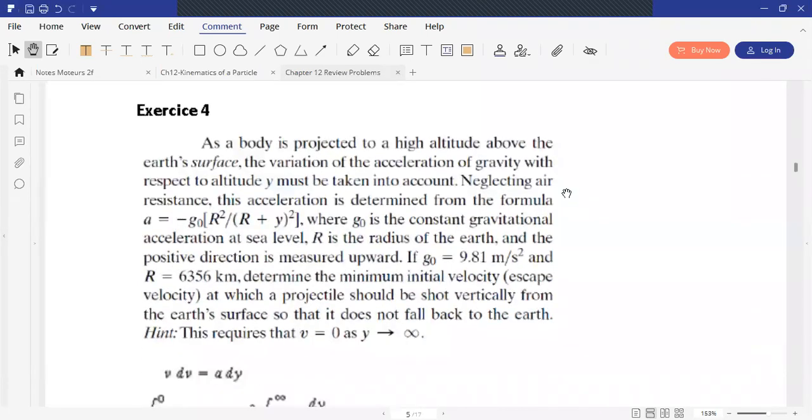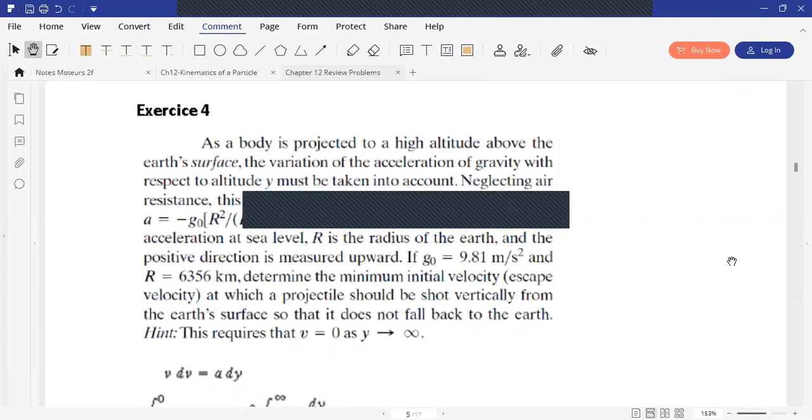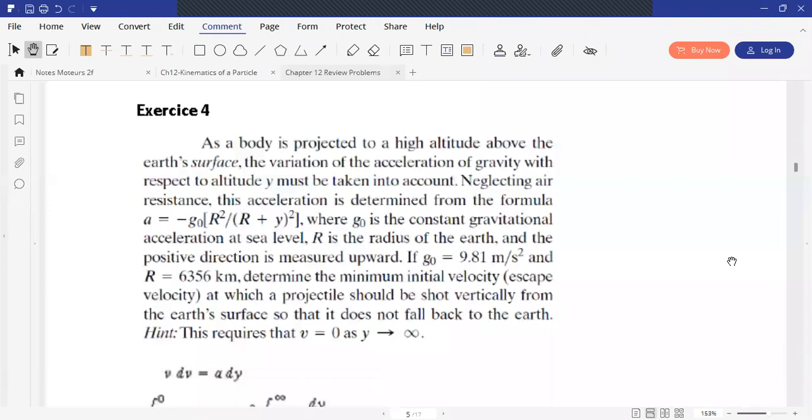As a body is projected to a high altitude above the Earth's surface, the variation of the acceleration of gravity with respect to altitude must be taken into account. Neglecting air resistance, this acceleration is determined from the formula a equals minus g0 times R squared over (R plus y) squared, where g0 is the constant gravitational acceleration at sea level, R is the radius of the Earth, and the positive direction is measured upward.